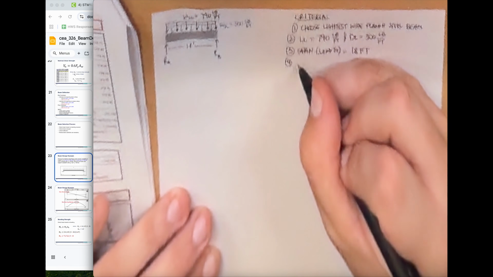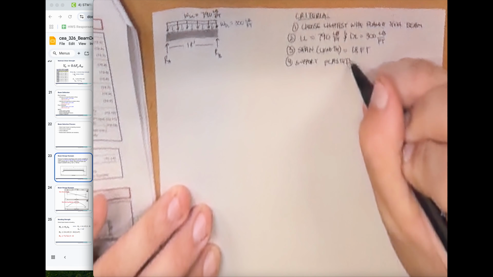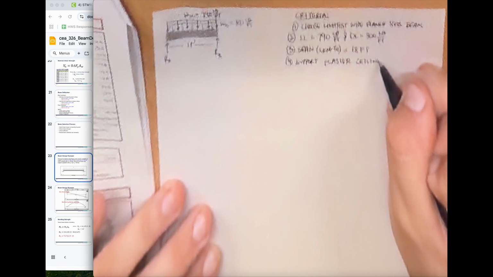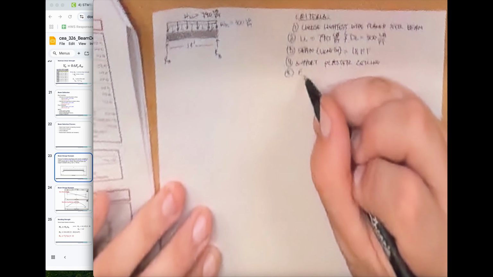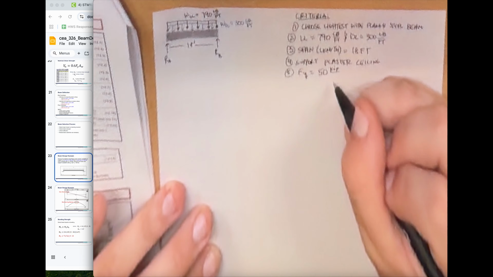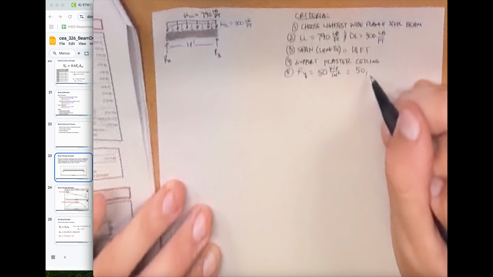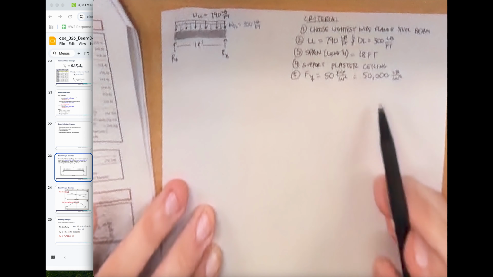We're also going to be supporting a plaster ceiling, and this is going to matter whenever we determine the max deflection that can occur. It's important to know that it's supporting a plaster ceiling. The fifth thing I want to write down is just a given: Fy is equal to 50 KSI, that is kips per square inch. If I want to convert that to pounds, this is equal to 50,000 pounds, since there are 1,000 pounds in one kip, per inch squared. We might have to come back to this Fy later and change some units, but we're going to keep it like that just for right now.